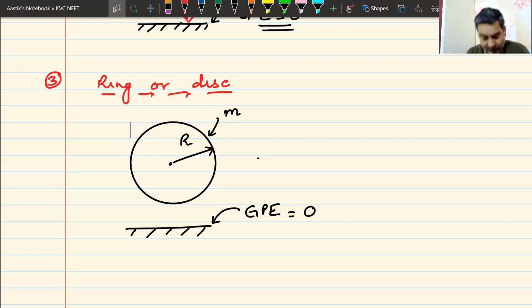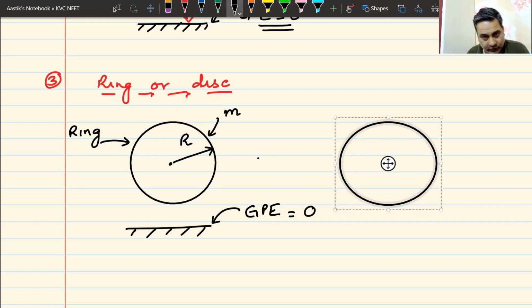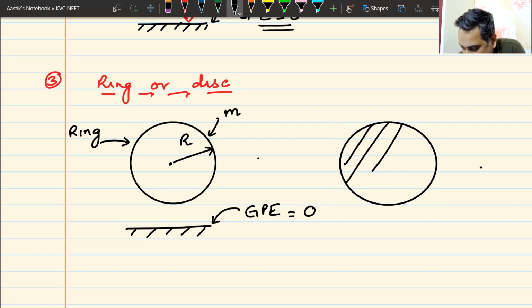Ring or a disc. How do I represent hollow space and how do I represent filled space? If I draw it like this, it is a ring. The middle space is hollow. This is a ring. Now if I had to draw a disc, a circle will be there. We understand that. But to make you understand that it is filled with something, I will draw it like this. That tells me that it is filled. So this now becomes a disc.